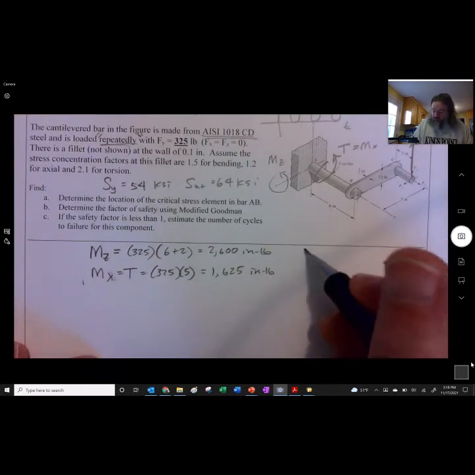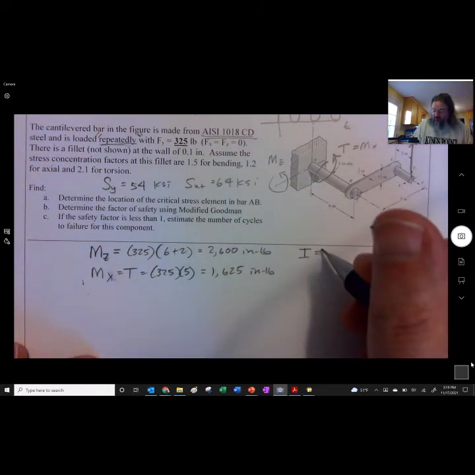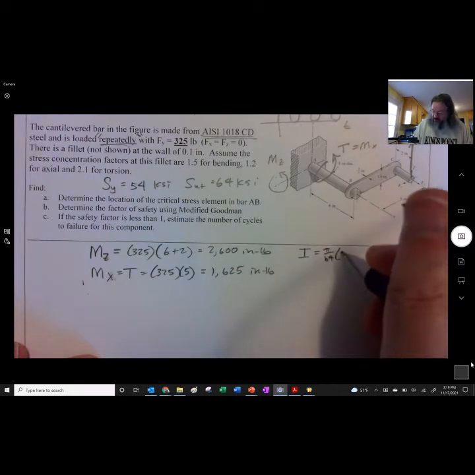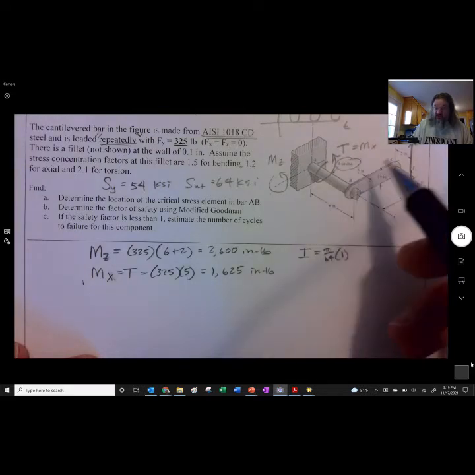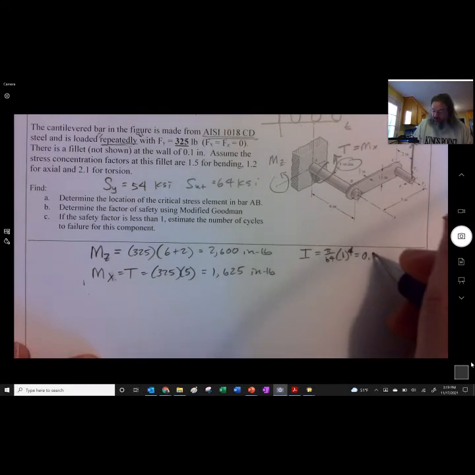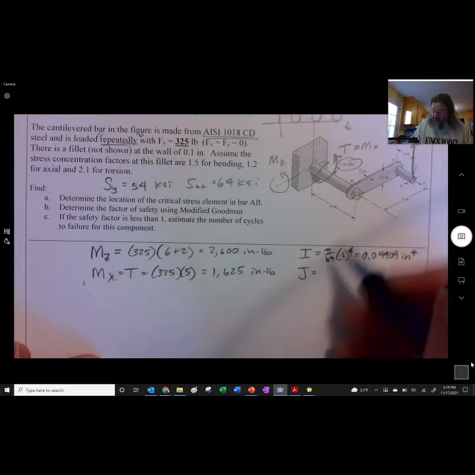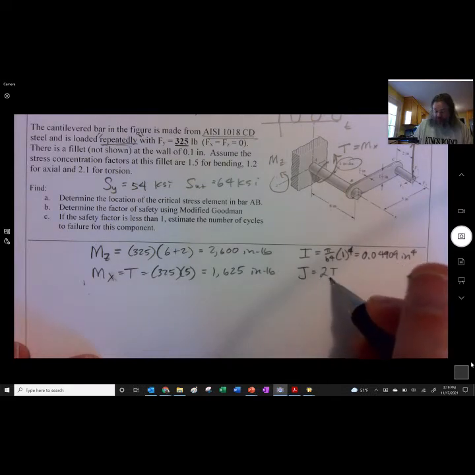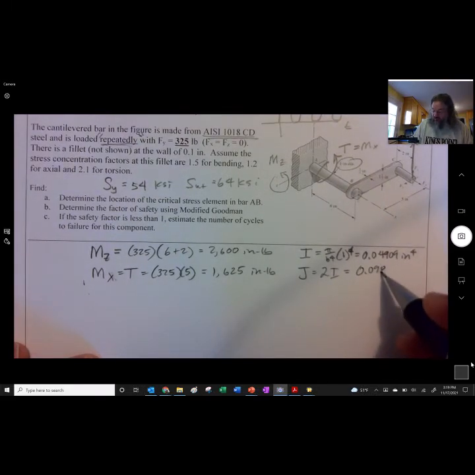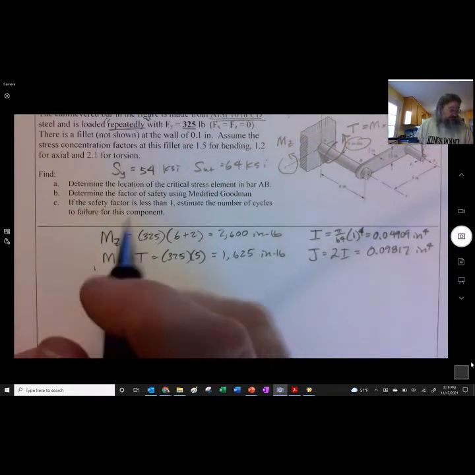Okay, so I'm going to need stress, so I'm going to get the I. I don't have axial, so I don't need to get the area, but I do need this, which in this case is just a 1 inch diameter, they say. So 1 to the fourth. Not that it matters, it's 1. I is 0.04909 inches to the fourth, which should be familiar because we've done a lot of 1 inch diameters. And then J was just 2 times I, or 0.09817 inches to the fourth.